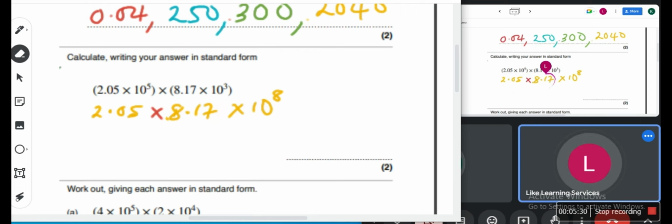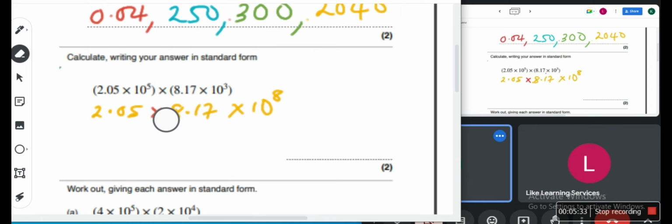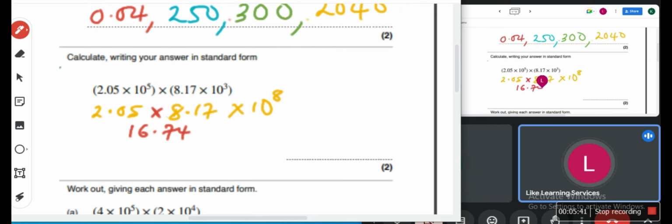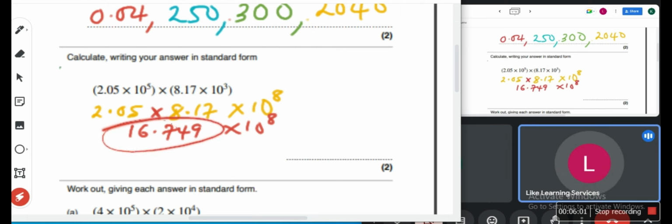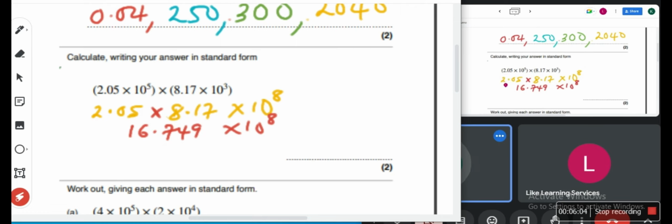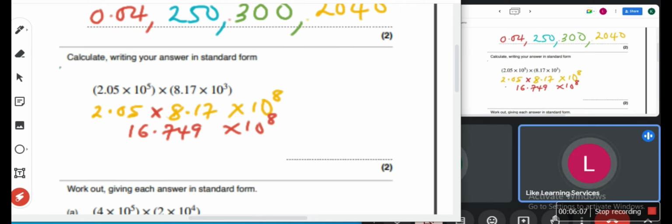Did you say 60 or 16? I said 16. Okay, so that's 16.749 times 10 raised to the power 8. So what will it eventually become? 16749000? No. Write your answer in standard form.